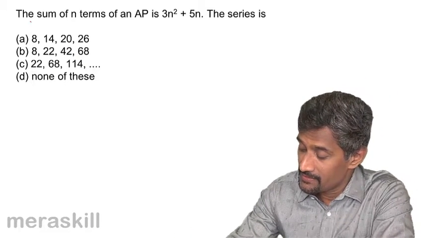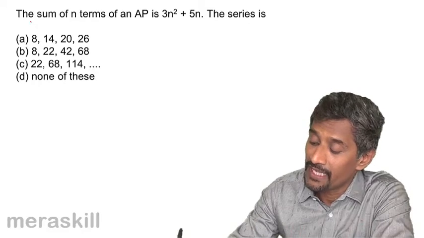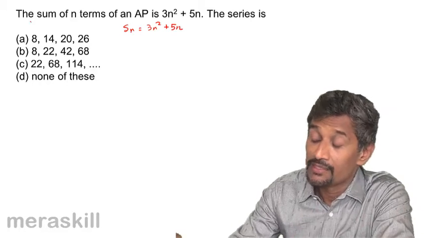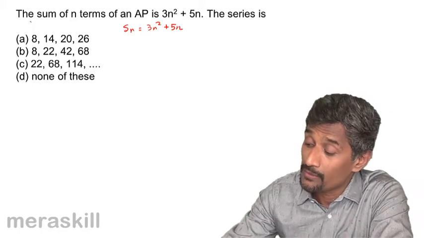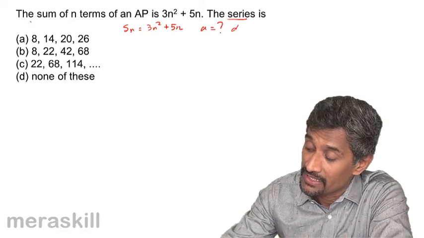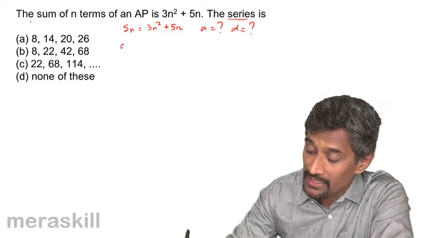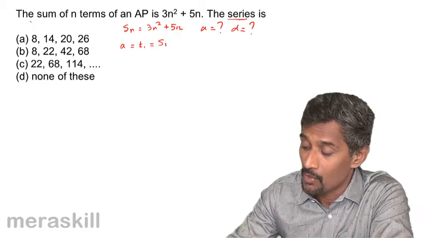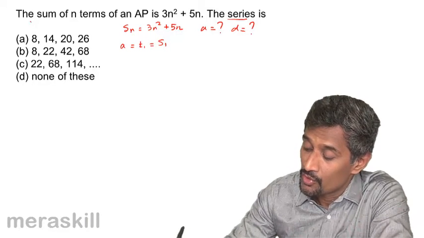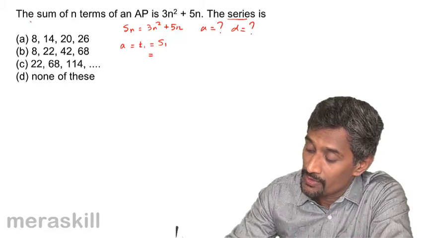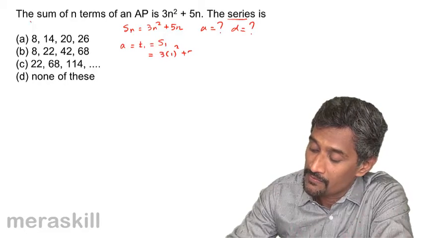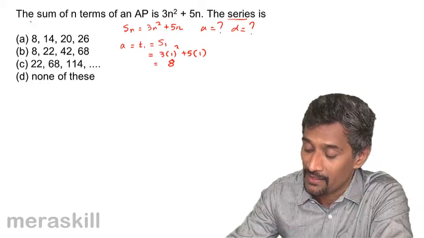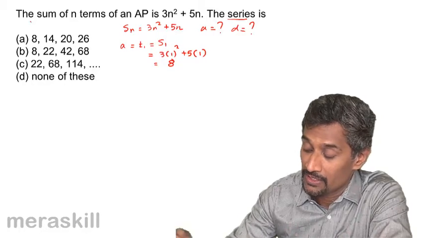Now, here again, this is a miscellaneous kind of thing. Sum of n terms of an AP. So in short, Sn is 3n square plus 5n. If you want to find what the series is, we need to find A, we need to find D. We know that A as well as T1 both will be the same as S1, that is the sum of the first term. So S1 is going to be 3 into 1 square plus 5 into 1, which is 3 plus 5, 8. So the first term has to be A. So it has to be either this or this, definitely not this.